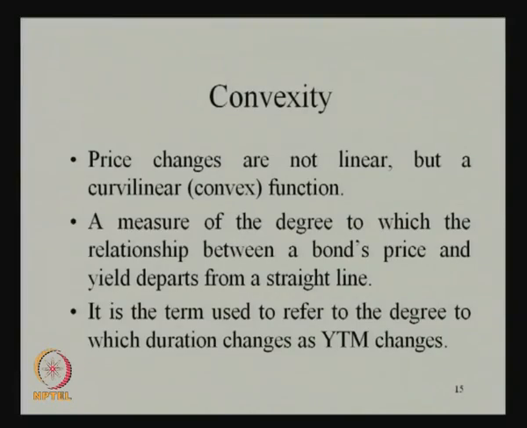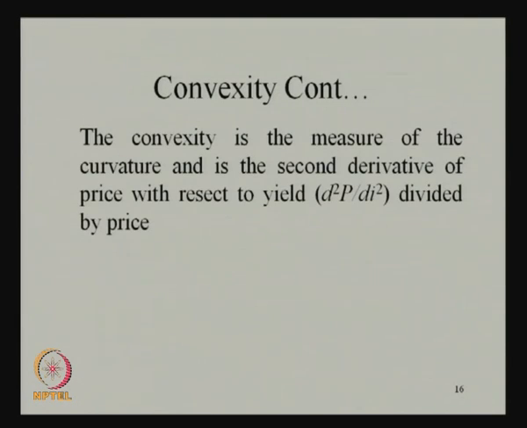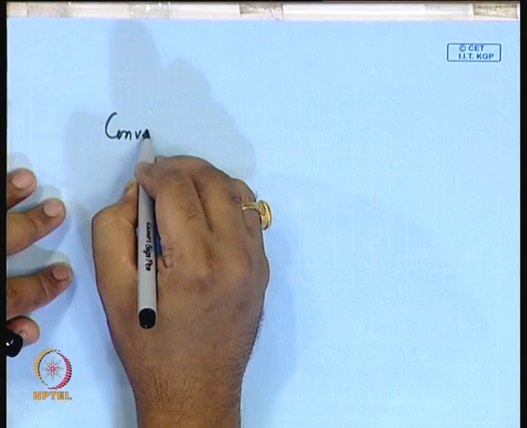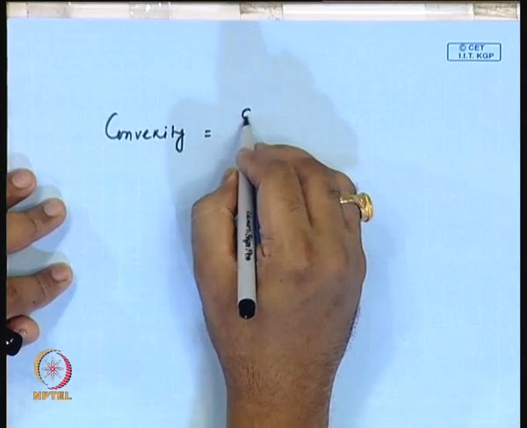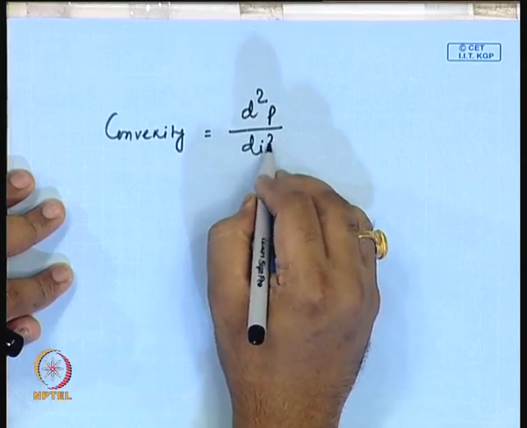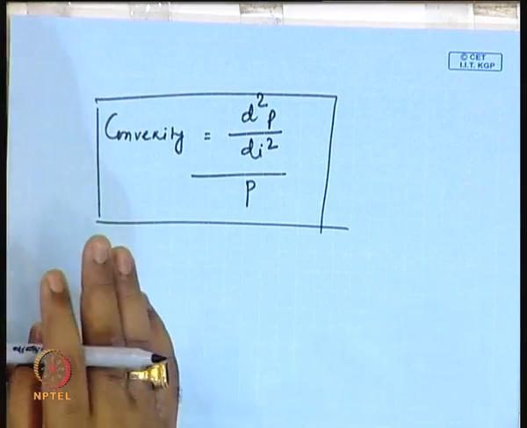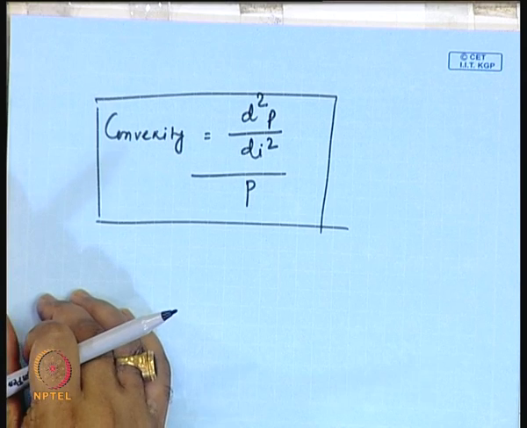So, what is convexity? Convexity is the measure of the curvature, and it is the second derivative of the price with respect to yield divided by the price of the bond. So, convexity is the percentage change in dP by dI, the change in the price of this particular bond for a given change in the yield. That is how convexity is defined: d square P by dI square divided by P. It is the second order derivative of the change in the price due to change in the yield.